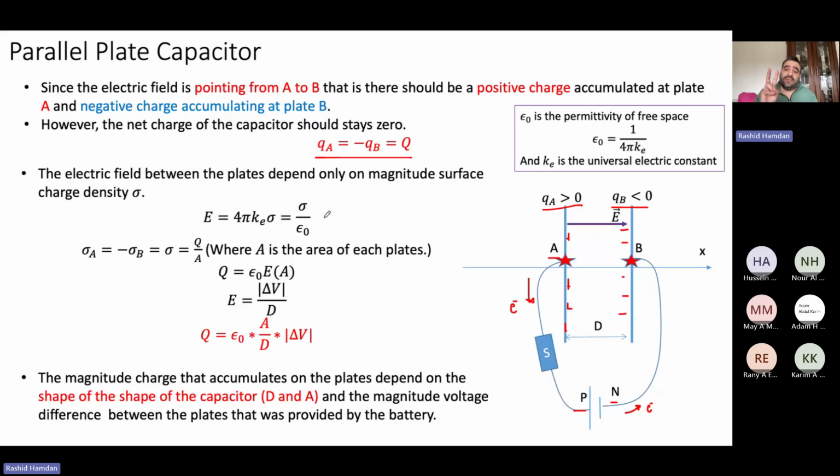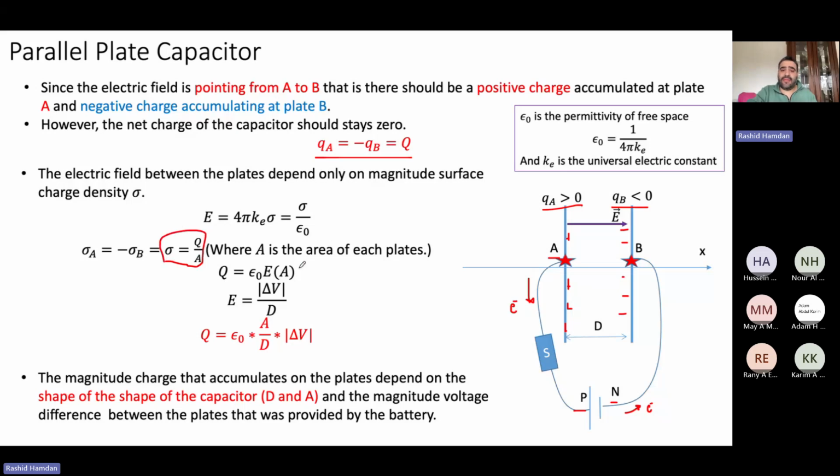This is from the two plates. Of course, we have an electric field due to the first plate and the second plate, but they add up because they are in the same direction. So we got sigma over epsilon 0. Of course, sigma is Q over A. So the magnitude of sigma is the magnitude of Q over the area of the plates.